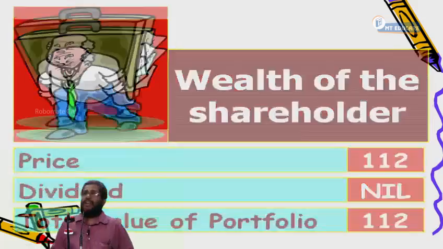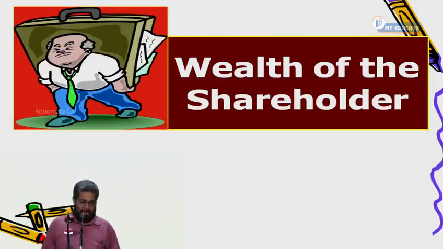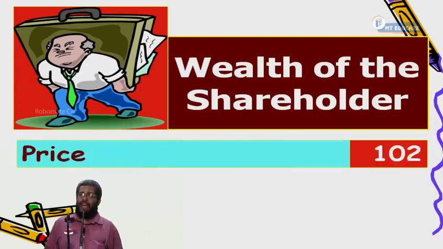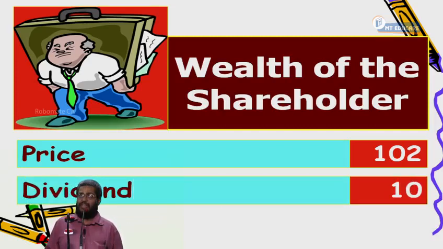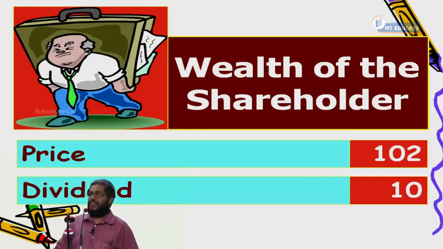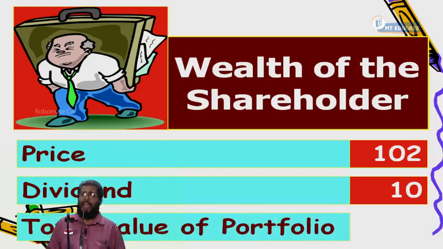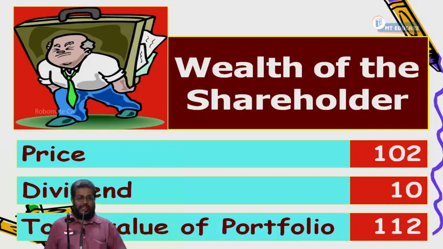Second branch, when dividend is declared. Share price: what is the price of the share? 102. Since the company declared dividend, the price crashed to 102 because of its ex-dividend status. But does he have any loss? No. He received cash of 10 rupees. Dividend is 10. So he has an investment worth 102 and a bank balance of 10. Again his wealth is the same, 112.